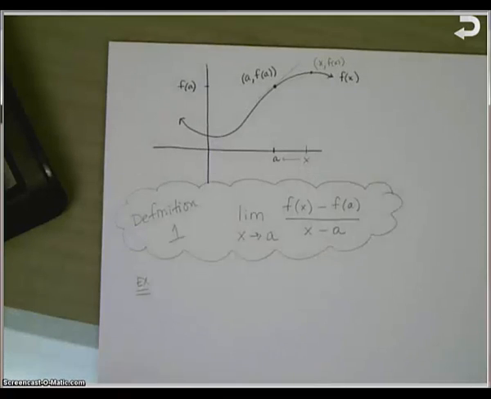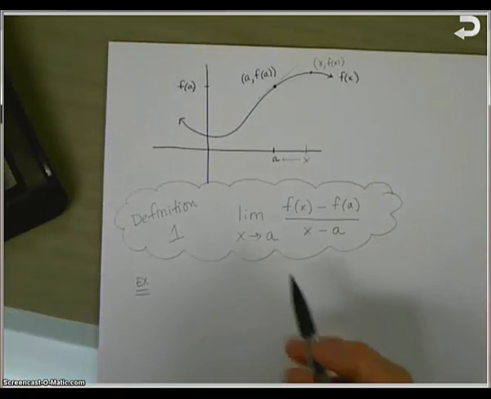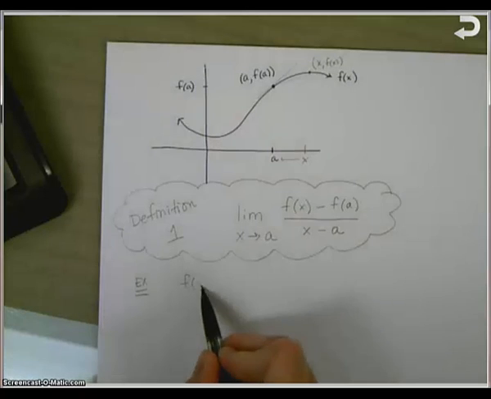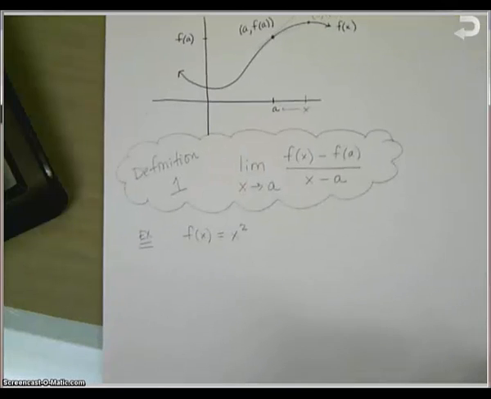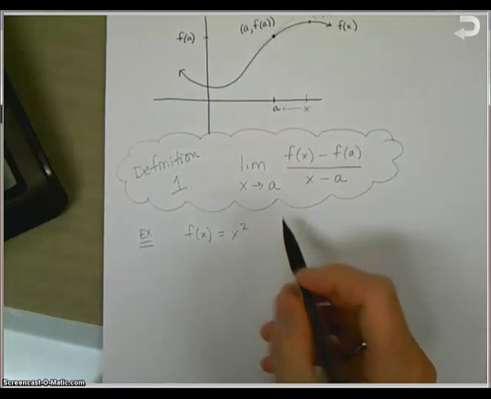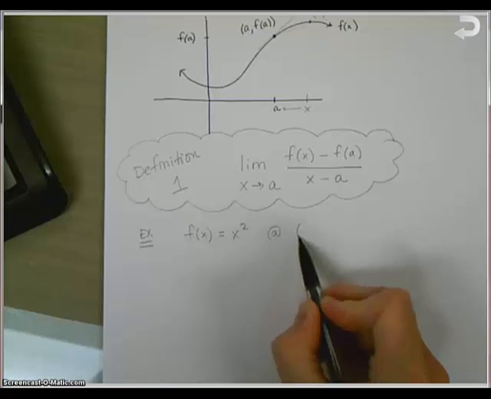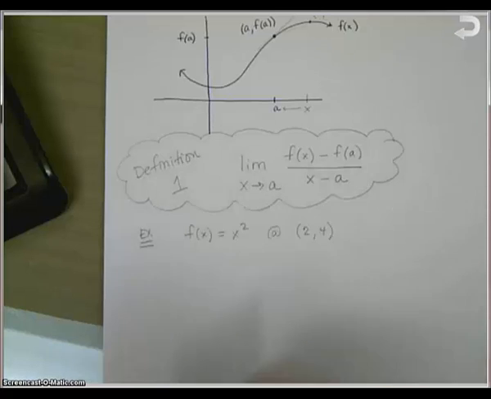We'll do the same example so you could get the same answer. And then we'll try some of these in class tomorrow. So the function is going to be lame, boring, I know. f of x is x squared. And we want to find the instantaneous rate of change at the point (2, 4).